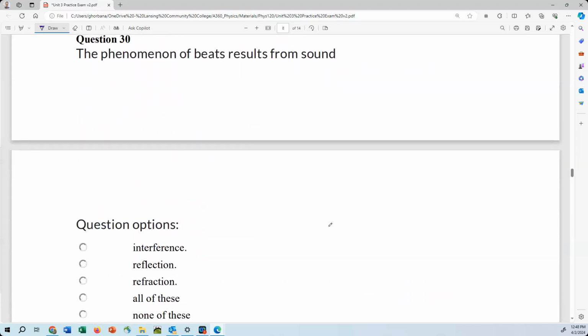Number 30, phenomenon of beats results from sound.